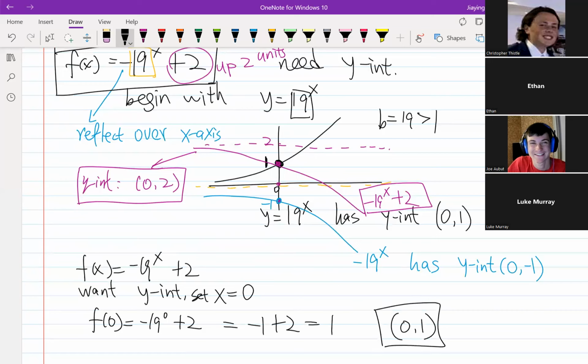So I just want to show you 2 ways. One is we can think about transformations. The second way to find the y-intercept is literally just taking x and setting it equal to 0. Does that help?